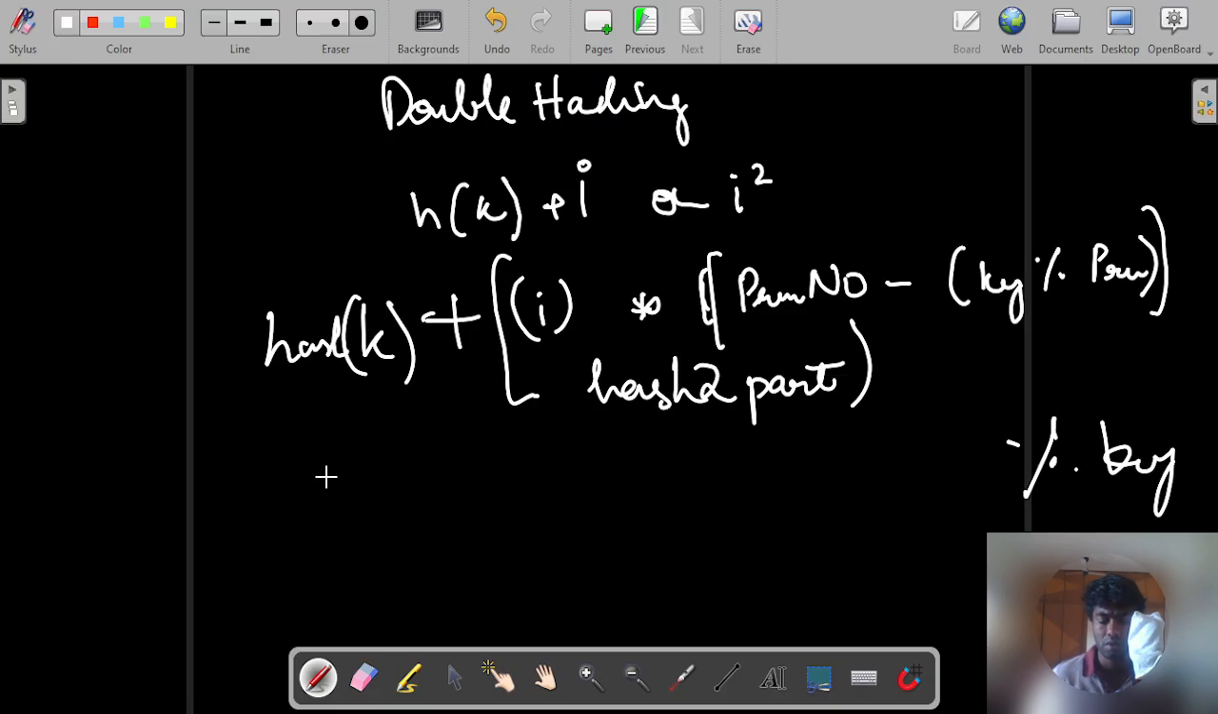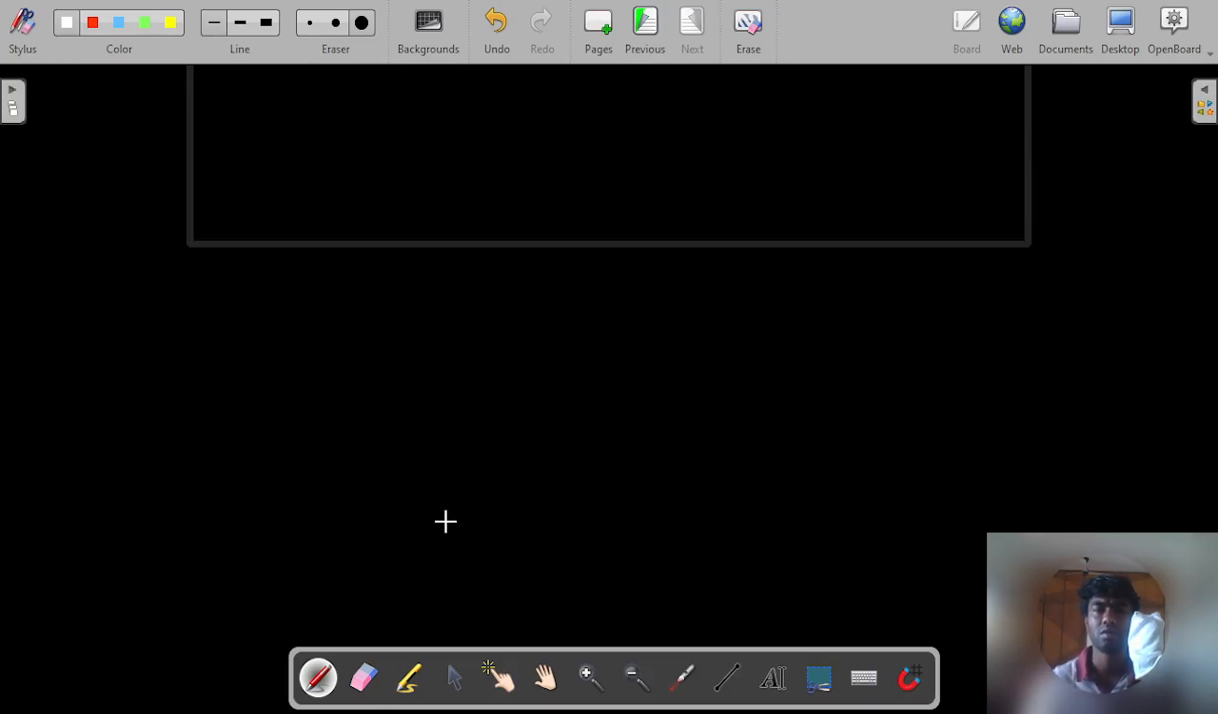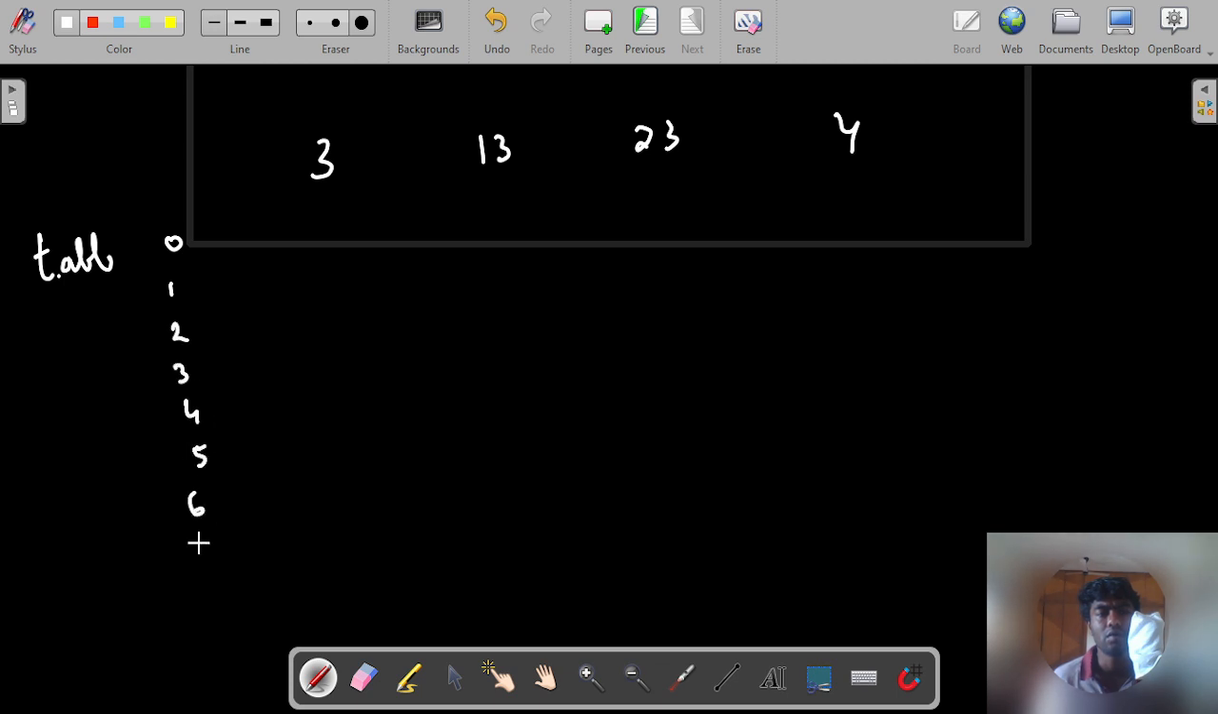Let me see what example I have in my JSPin editor. So let's take 3, 13, 23, and 4. So in double hashing, let's take a table size of 10, with indexes 0, 1, 2, 3, 4, 5, 6, 7, 8, 9, right?